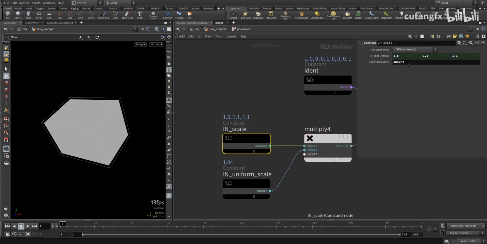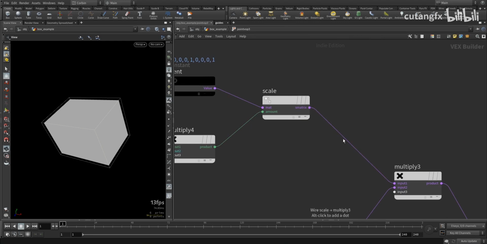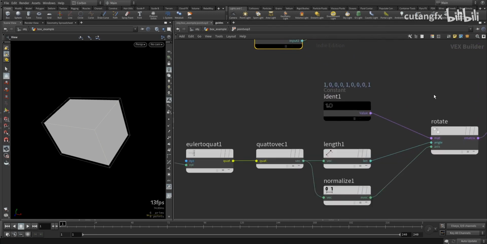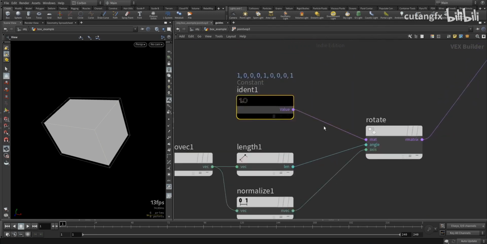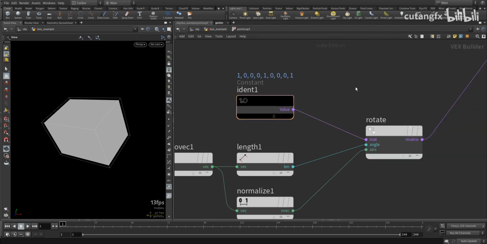We can feed it 3 numbers, x, y, z scale, and a uniform scale. And what it returns is a 3x3 matrix that only has scale. Okay, now let's look at rotation. Very similar idea. We have an identity matrix, exactly the same identity matrix, in fact.